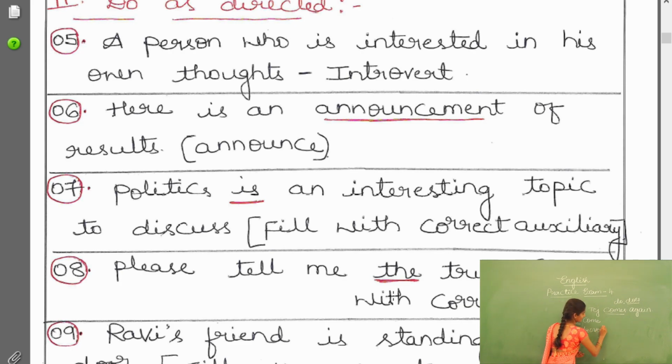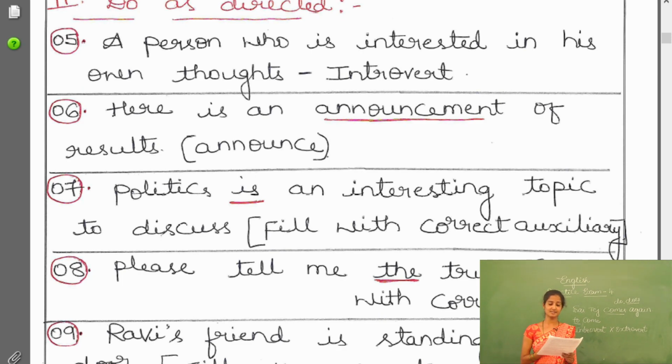For this word, extrovert will be the opposite. Extrovert, introvert. So introvert means one who is lost in his own thoughts. Okay, so that is the give one word for a person who is interested in his own thoughts. Introvert. Is that clear?